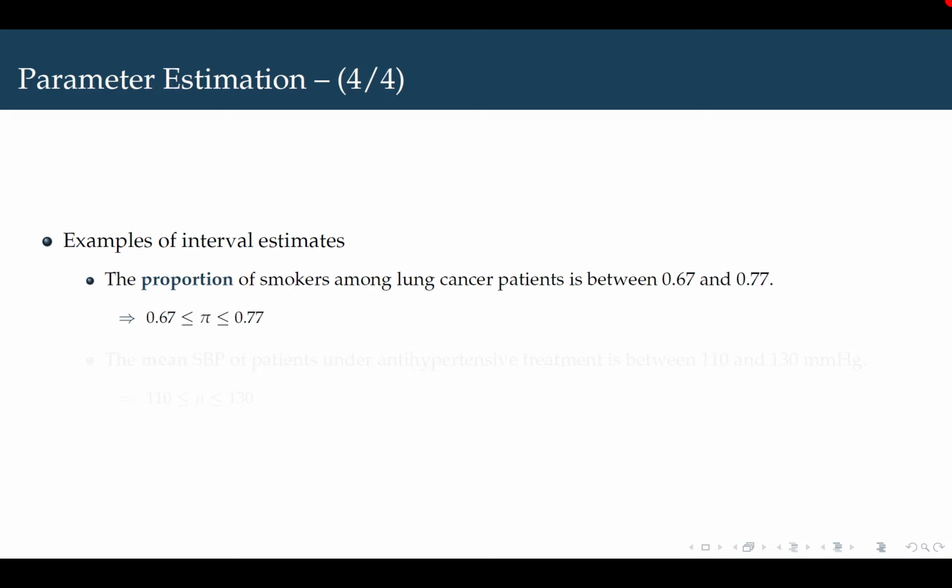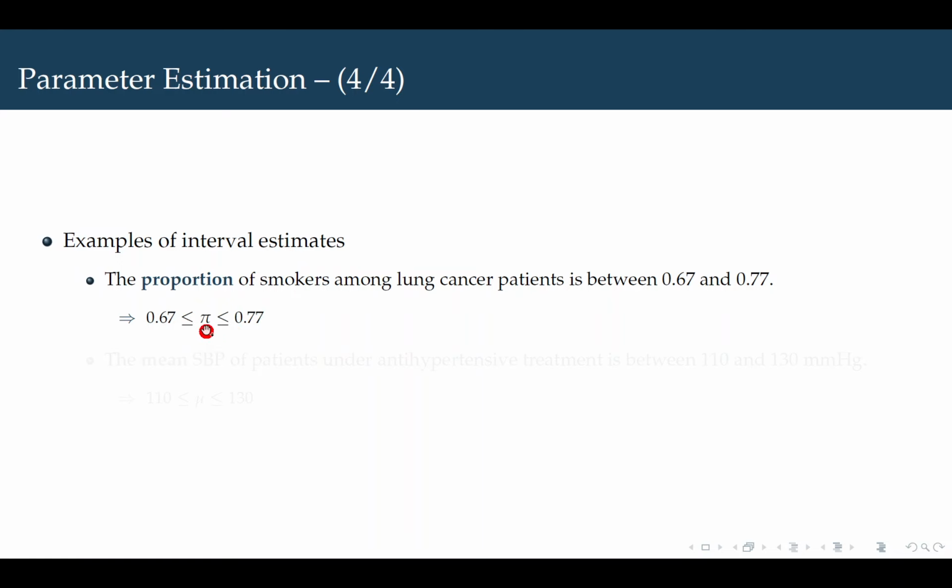Considering the previous examples, if we say the proportion of smokers among lung cancer patients is between 0.67 and 0.77, now here the population parameter of interest is the population proportion of smokers among lung cancer patients as a whole. So if we say this proportion is in between 0.67 and 0.77, therefore this range of values from 0.67 to 0.77 is an interval estimate for the population proportion of smokers. That means our population parameter of interest lies in between these values.